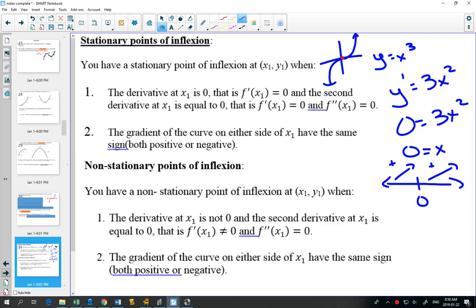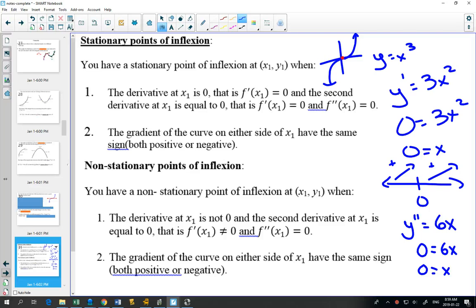So you have a stationary point of inflection when the derivative is 0 and the second derivative is equal to 0. So if I find my second derivative now, it will just be 6x, and setting your second derivative equal to 0, it's also equal to 0 at 0. So if both the first and the second derivative are 0 at a point, you have a stationary point of inflection.